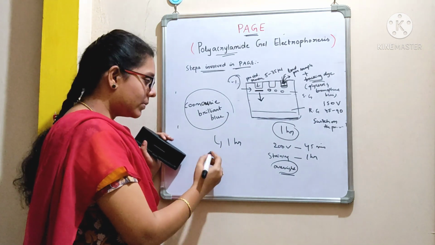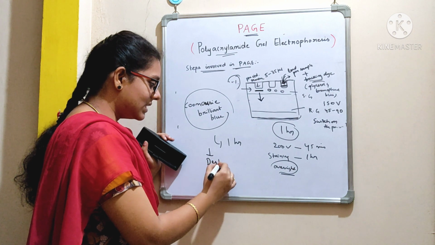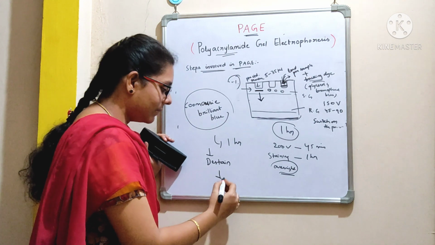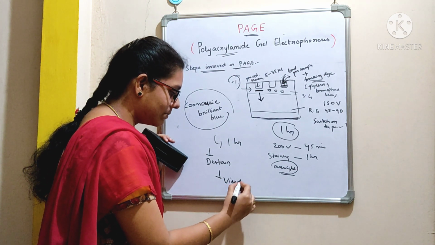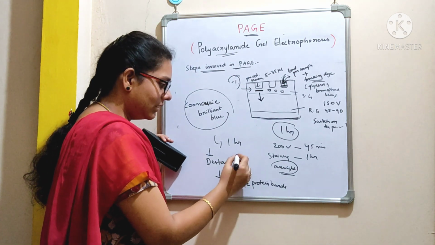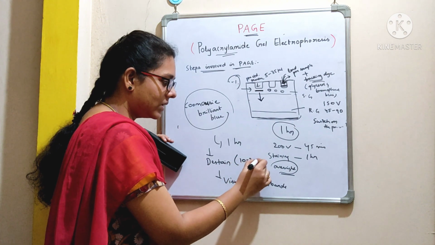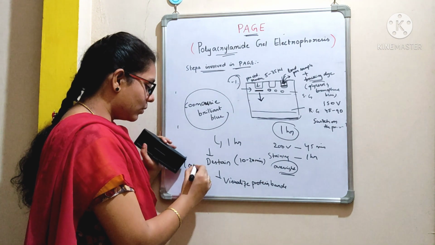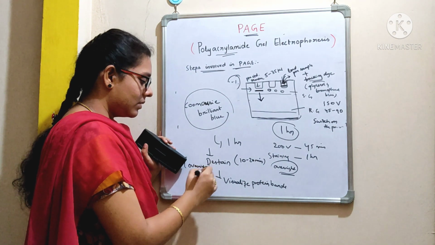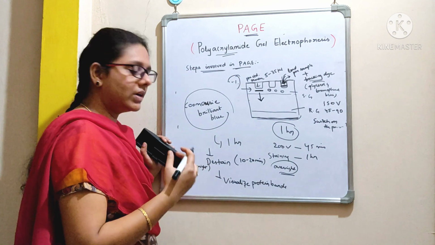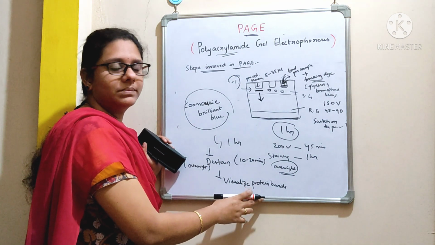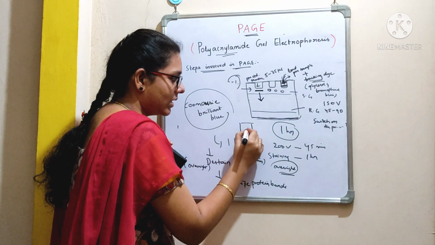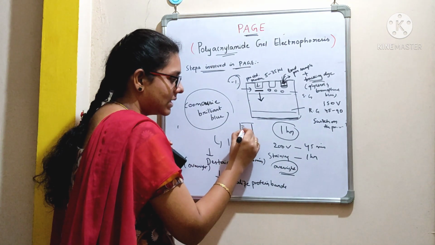After staining, what you are supposed to do? You have to destain the gel. After destaining, you can clearly visualize the protein bands. Within 10 to 20 minutes of destaining, you can visualize the protein bands, or you can go with the overnight destaining for the appearance of sharp protein bands. See, if you observe the gel, this is how you get sharp protein bands, that is to be compared with a marker.